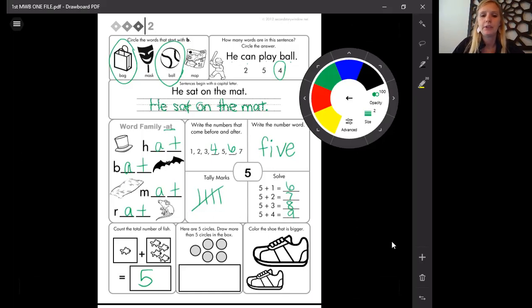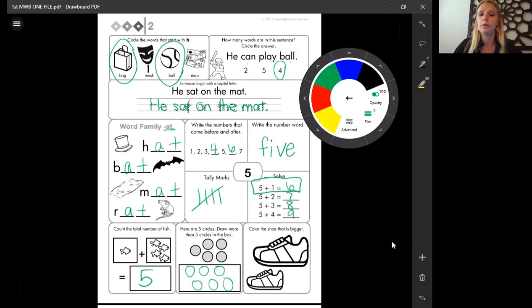Here are 5 circles. Draw 1 more than 5 circles in the box. So in the box, I have to draw 1 more than 5. What is 1 more than 5? You did it up here. This is like saying 1 more than 5, because this is 5 plus 1. So that's 1 more. So how many do I need to draw? 6. I need to draw 6 circles. 1, 2, 3, 4, 5, 6 circles.